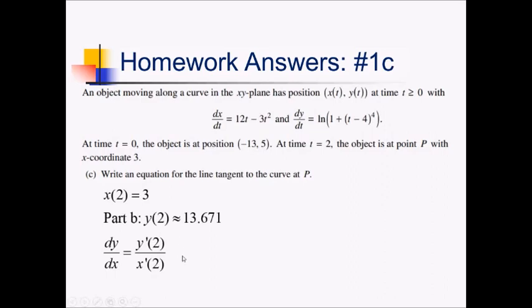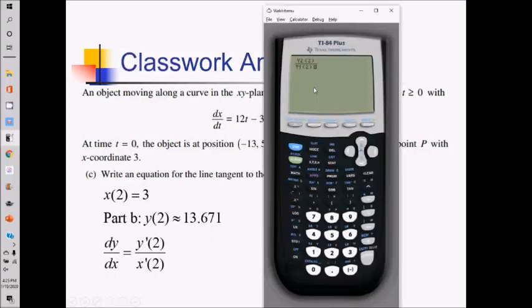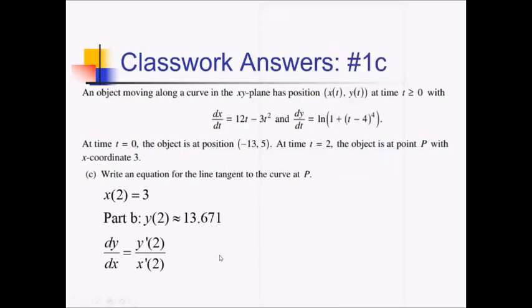So let's plug that in the calculator. On my calculator, I used fancy fraction, and then I did alpha trace y2 of 2 over alpha trace y1 of 2, because that's y prime and x prime on the calculator. Enter. About 0.236 rounded to 3 decimals. So plugging everything in my point slope formula, I've got y minus the y value 13.671 equals my slope of 0.236 times x minus my x value of 3.